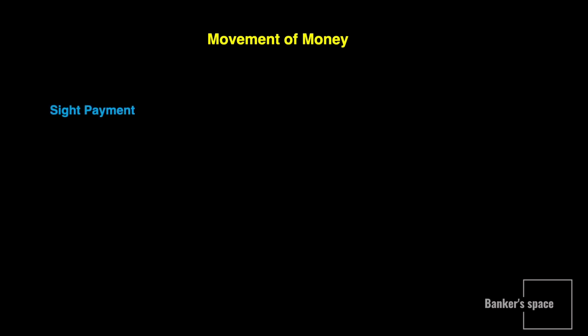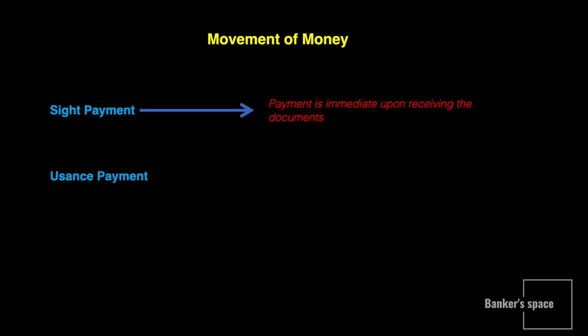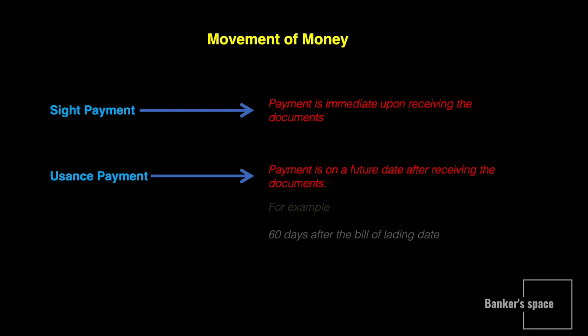If the payment is on sight basis, then the buyer will pay the seller as soon as he receives the documents. If it is on a usance basis, then the buyer will pay on a future date from the day of receiving the documents or any other specified date. For example, 60 days after the bill of lading date, the buyer has to pay. This completes the full cycle of a trade, right?